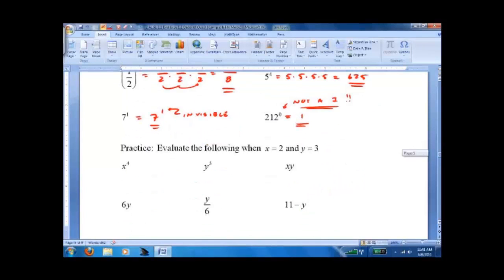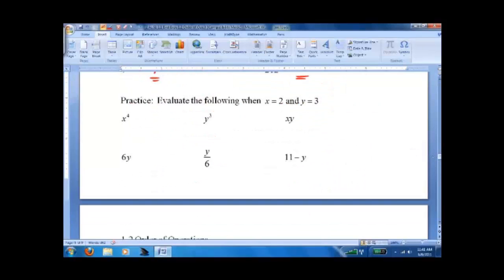So here's some practice problems for you. If you want to pause the tape and try them on your own, go for it. But I'm going to do them right away. This is 2 to the 4th, which is 2 times 2 times 2 times 2, which is 16. This is y to the 3rd, which is 3 to the 3rd, which is 3 times 3 times 3, 27.